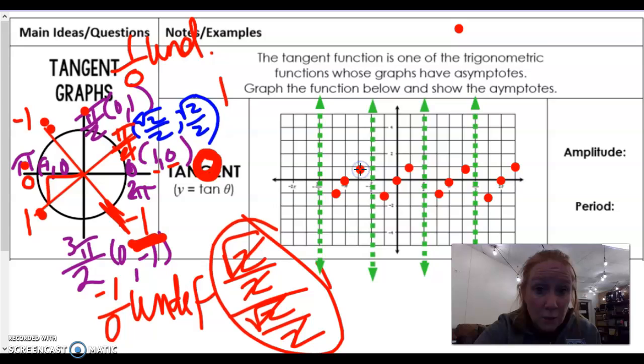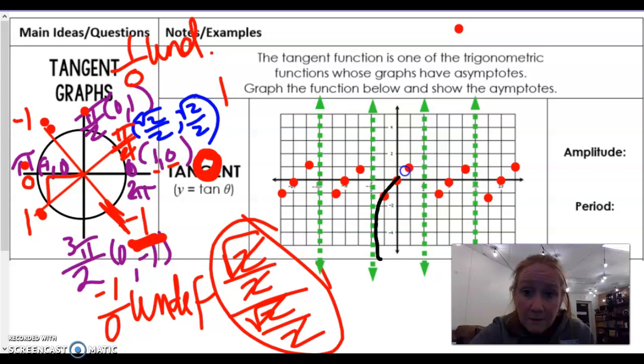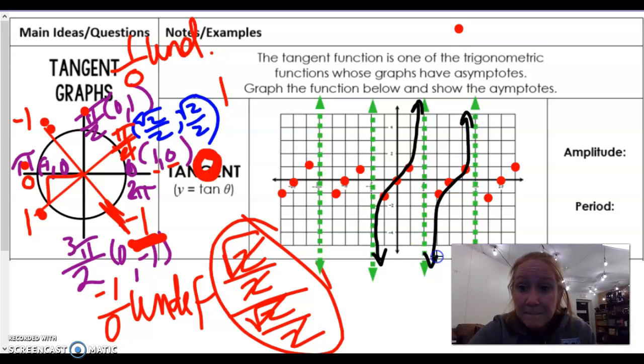But how do I graph that? Well, do you see how there are asymptotes right there? So the graph looks like this. It gets closer and closer, it approaches the asymptotes. So it looks like that. And look, it's the same every time.